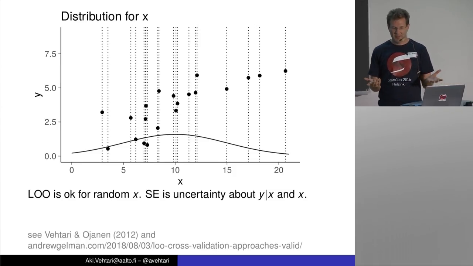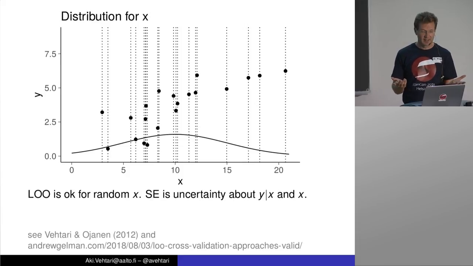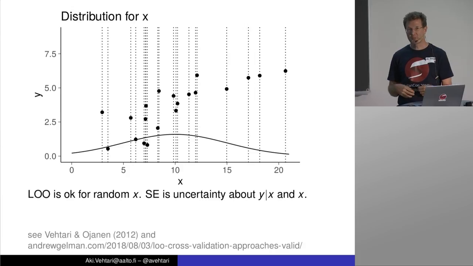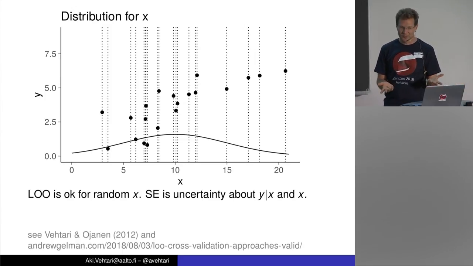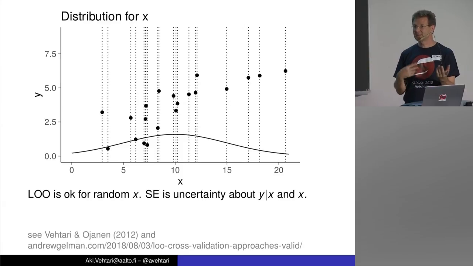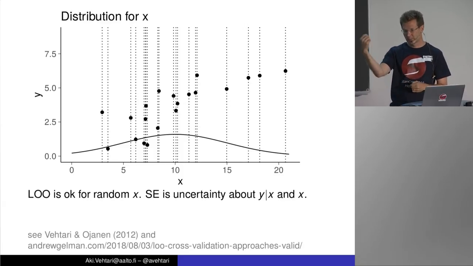In that disease risk prediction, we can also think that there's a random process for what kind of patients we get, and we don't know beforehand what kind of patient the next patient is going to be, but there's some population distribution where the patients come from. Now that standard error is also related to that uncertainty, that we don't know who the next patient is.